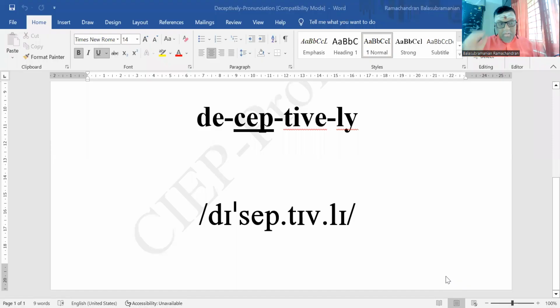So let me share screen with you again, and share the pronunciation practice. The word for today is deceptively. It's a 4-syllable word, and the second syllable carries the stress. We also looked at why certain CVC syllables attract stress, or which CVC syllable will attract stress.